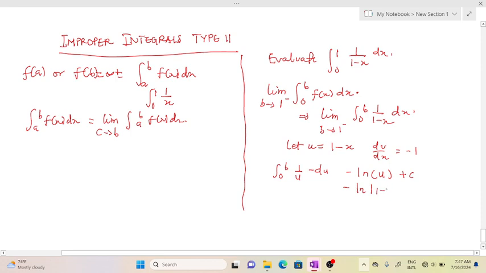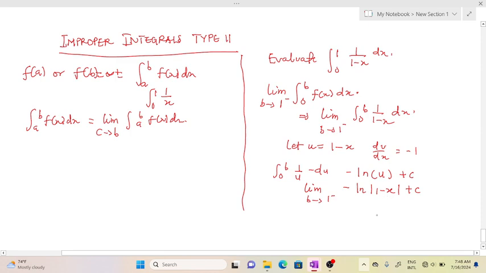So negative natural log of the absolute value of 1 minus x. One will ask, why did I introduce the absolute value? I introduced it because natural log doesn't take in negative numbers. Whenever you are dealing with variables in the natural log, you have to cater for the fact that you don't know the value of the variable. So you have to use the absolute sign to make the output positive. Then we are taking the limit as b approaches 1 from the left, of this expression.